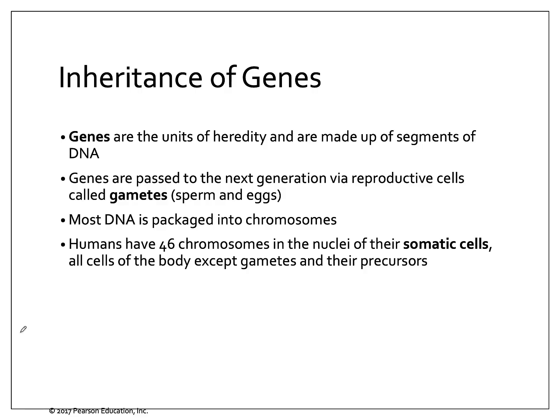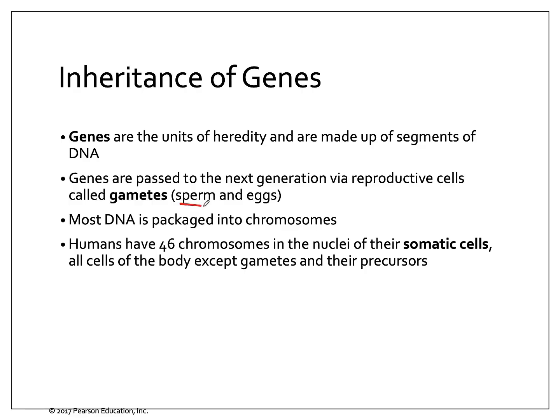So a gene is just a segment of DNA. It usually is going to code for some specific protein, and these are units that are heritable. So we're going to pass our specific genes onto our offspring. However, we may not give them all of our genes. We give them some of our genes, and we might give them some genes from the other parent. And so these are passed through reproductive cells called gametes.